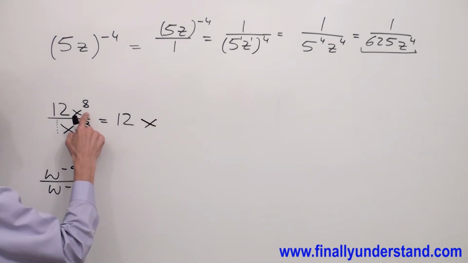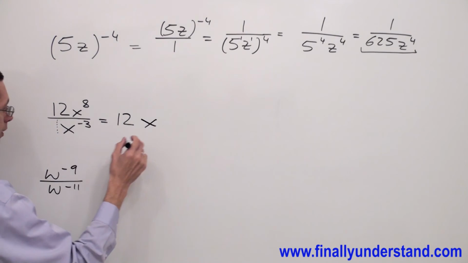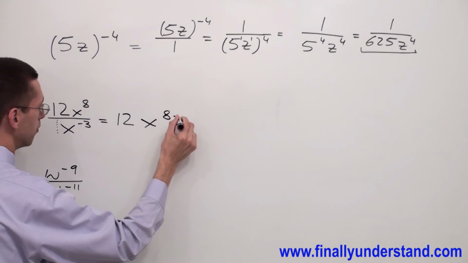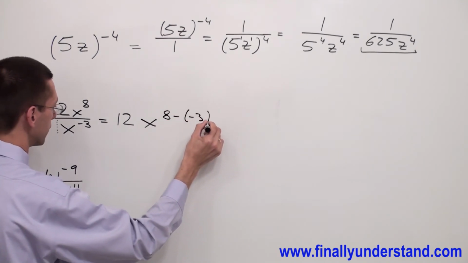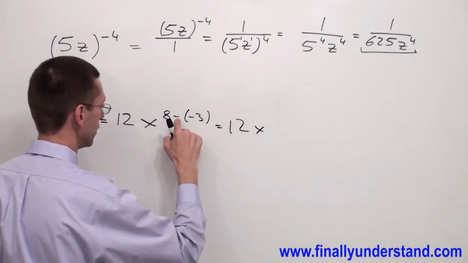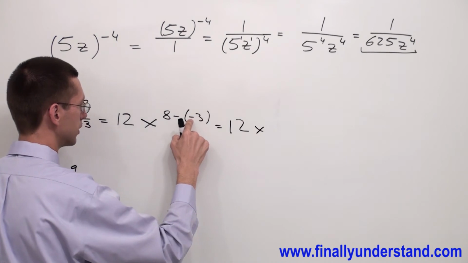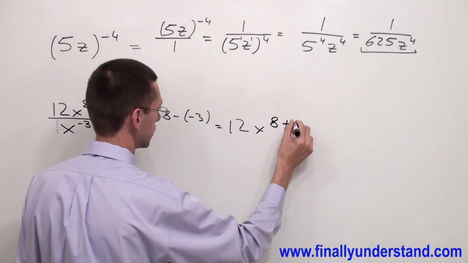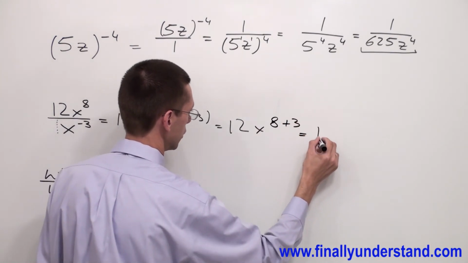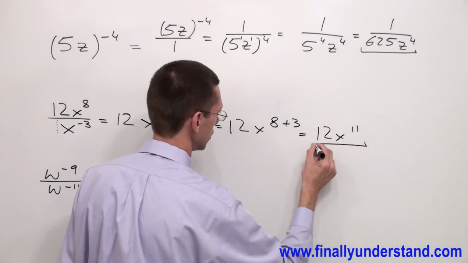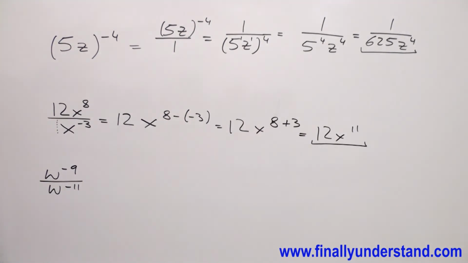Because I divide variables with the same base, I keep the base and subtract the exponents. I'm going to have 8 minus negative 3. Okay, so I'm going to have 12x. Negative times negative gives me positive. That's why I'm going to have 8 plus 3 equals 12x to 11. This is the solution to this problem. Let's take a look at another example.